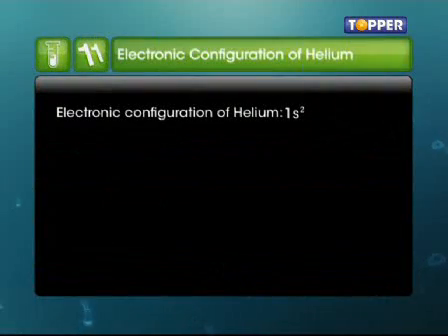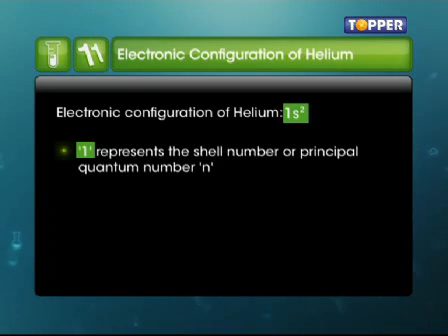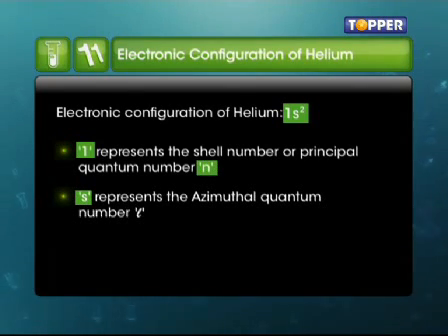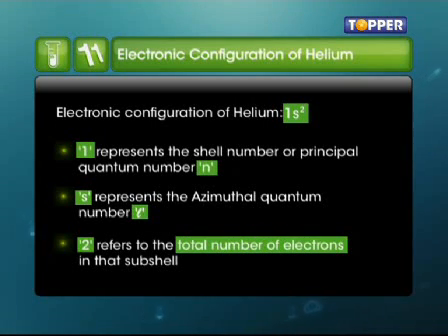Let's take the example of a helium atom in which both electrons occupy the 1s orbital and therefore have opposite spins. We denote helium with a 1s2 electronic configuration. This gives us the following information. 1 represents the shell number or principal quantum number n. s represents the azimuthal quantum number l, which indicates the subshell. Exponent 2 refers to the total number of electrons in that subshell.